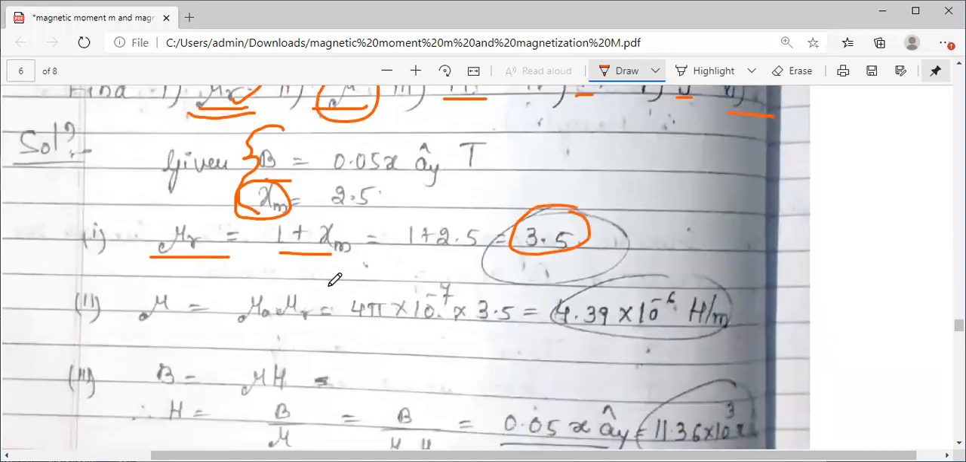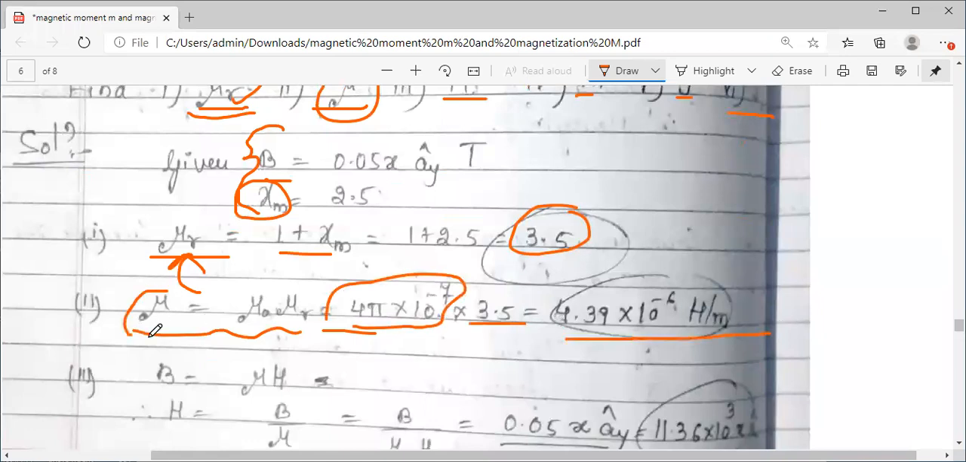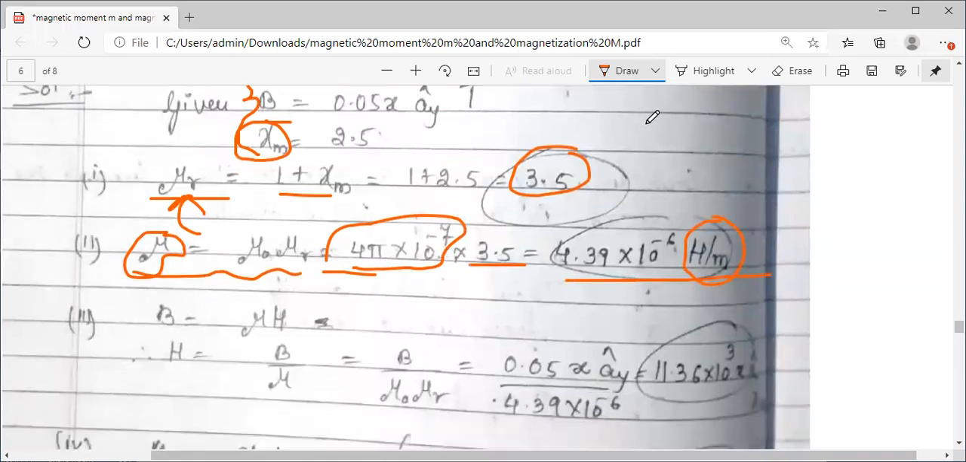What is mu? Permeability of the medium, mu naught into mu r. It is again related to the first term. Once one answer comes, first, second, third, fourth are all related. If the first comes, the second will come, and if the second comes, the third will come. So mu naught is 4 pi 10 raised to minus 7 into mu r. I have got it. What is the unit of mu? It is Henry per meter. Remember this. Similarly, when you write epsilon naught 8.854 into 10 raised to minus 12, it is Farad per meter. Remember, this is Henry per meter.